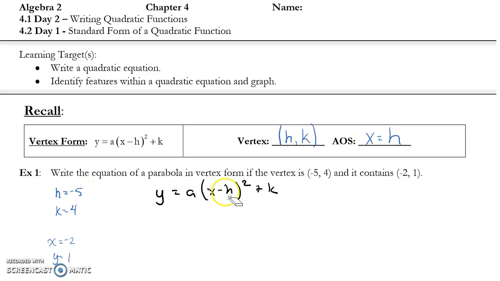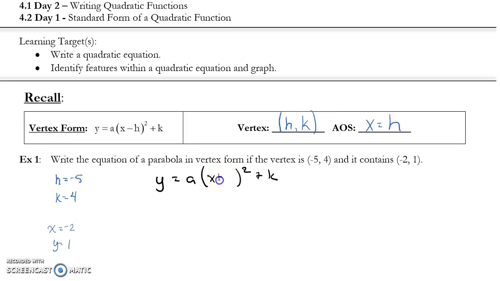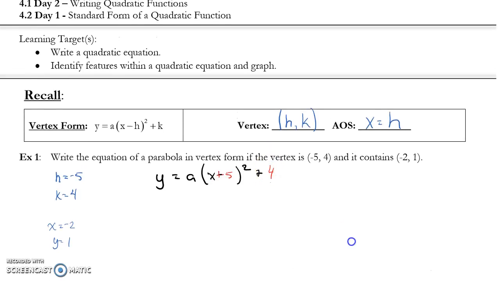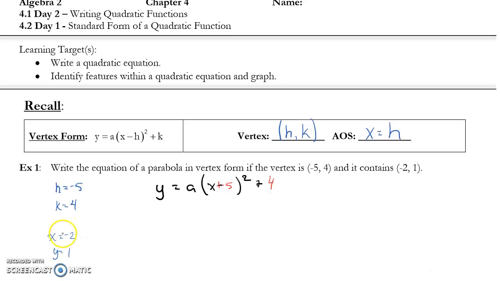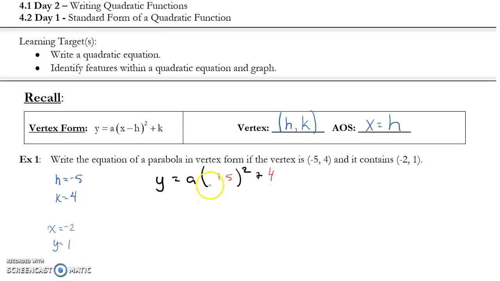Specifically, h is -5, so I can plug in my -5 here by making this +5. K is +4, so I can substitute in my 4. But I now know I have another point with x-coordinate -2, so I can get rid of my x in my function and write in -2, and I can get rid of the y in my function and type in 1. If I go through the rest of this and solve for a, I then have my function.